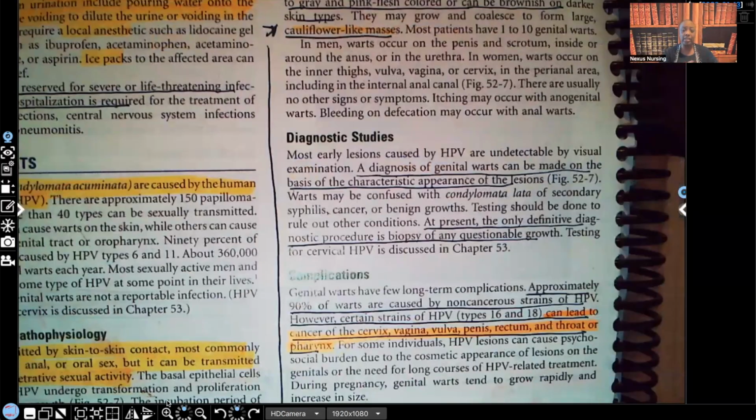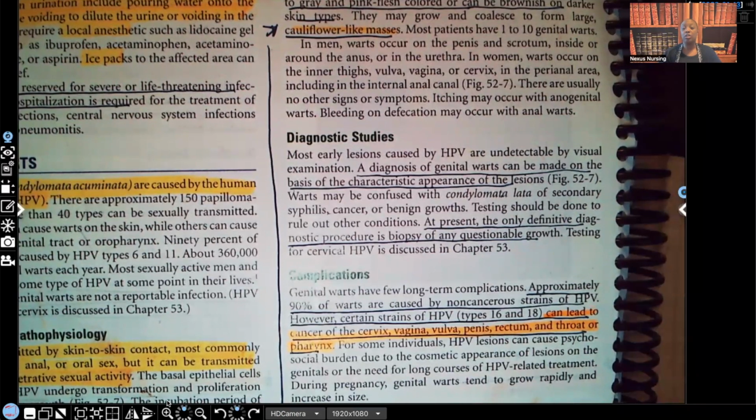So diagnostic studies. The diagnosis of genital warts can be made on the basis of the characteristic appearance of the lesions. Just looking at those lesions, seeing that they do look like cauliflower, boom, it's genital warts. So most often that's how it's diagnosed, just by looking at it. At present, the only definitive diagnostic procedure is to do a biopsy. They'll cut a piece of that cauliflower lesion and look at it under a microscope. They'll test it just to make sure 100% that it is genital warts. But usually it doesn't even have to come down to that. The healthcare provider just takes one look and they're able to diagnose that patient.